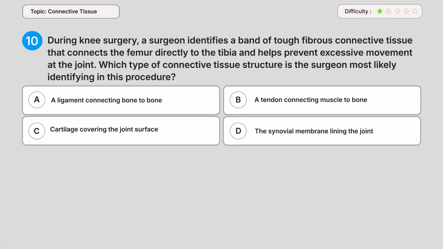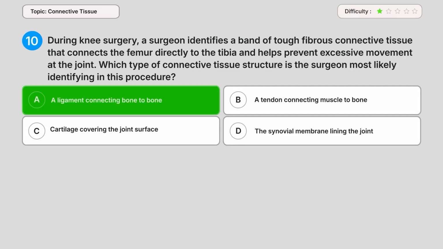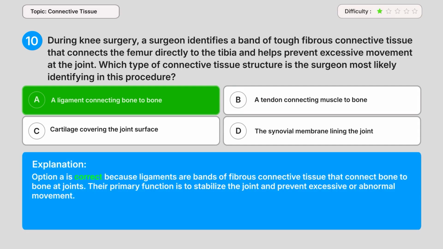Correct answer. A. A ligament connecting bone to bone. Explanation. Option A is correct because ligaments are bands of fibrous connective tissue that connect bone to bone at joints. Their primary function is to stabilize the joint and prevent excessive or abnormal movement.